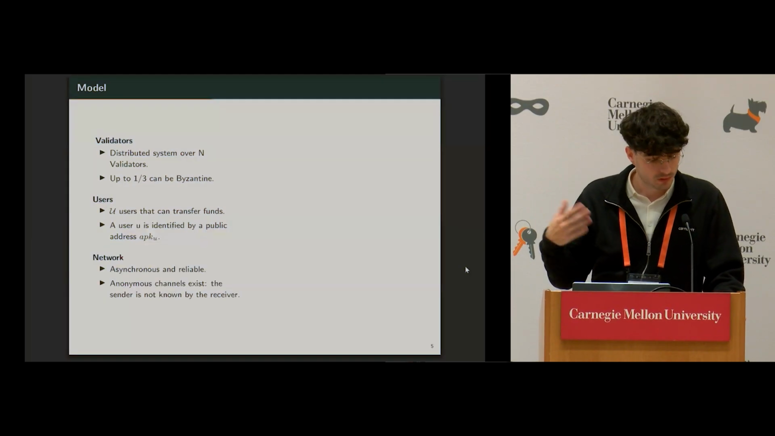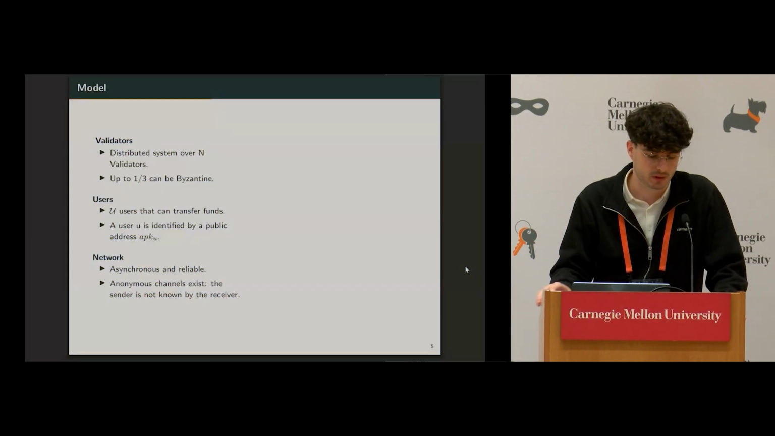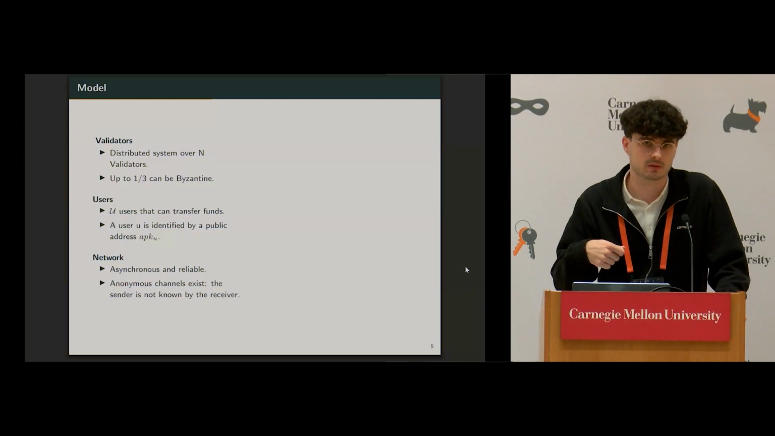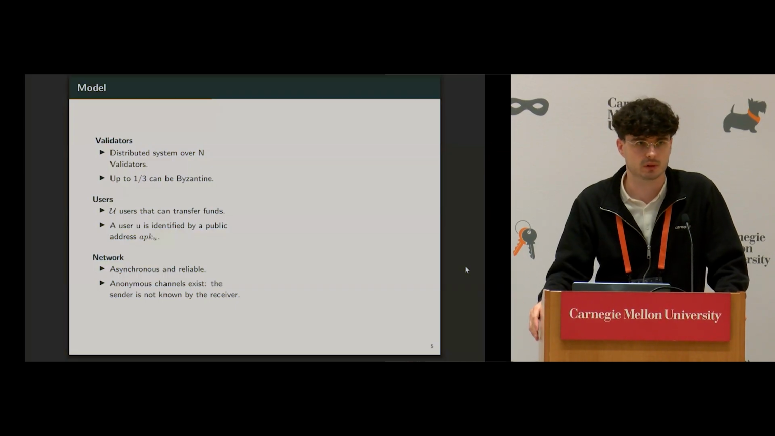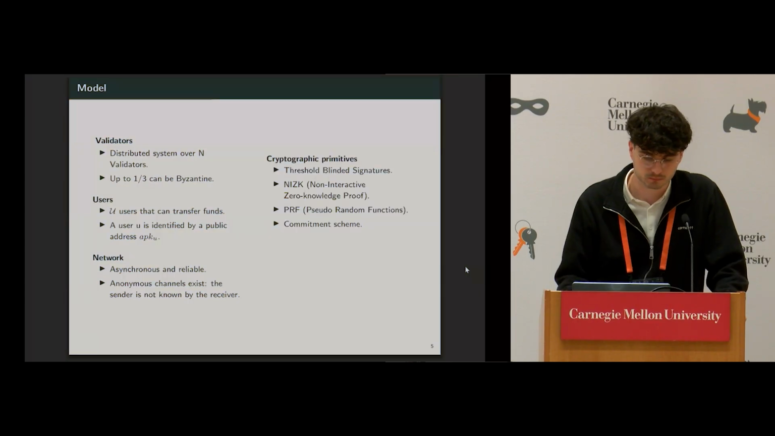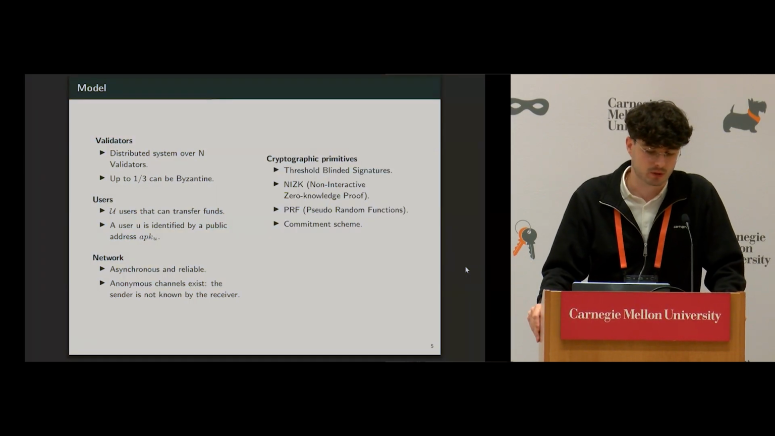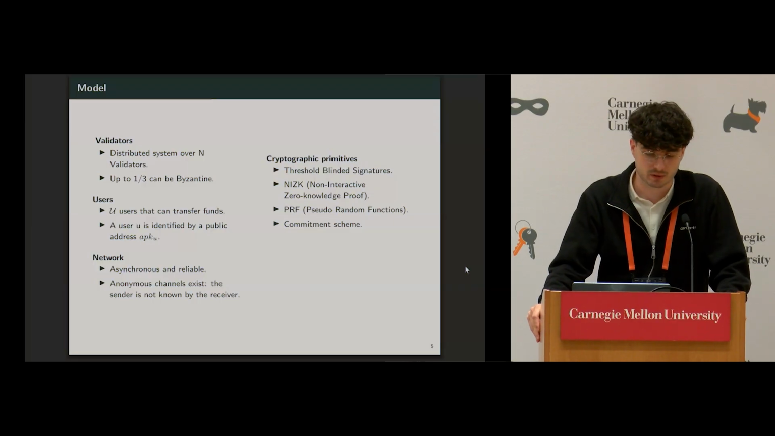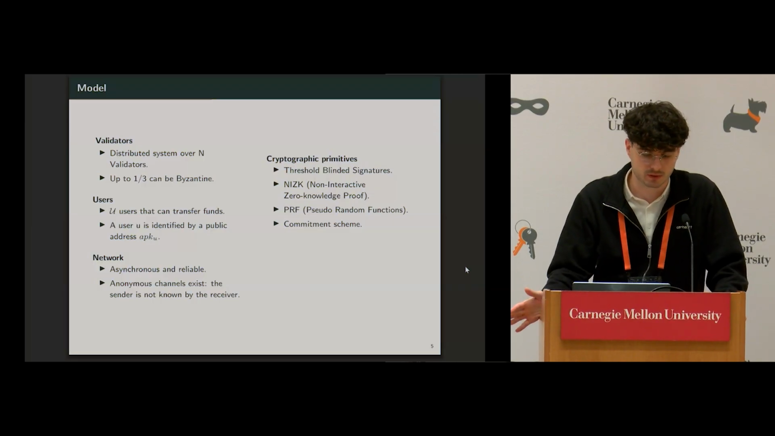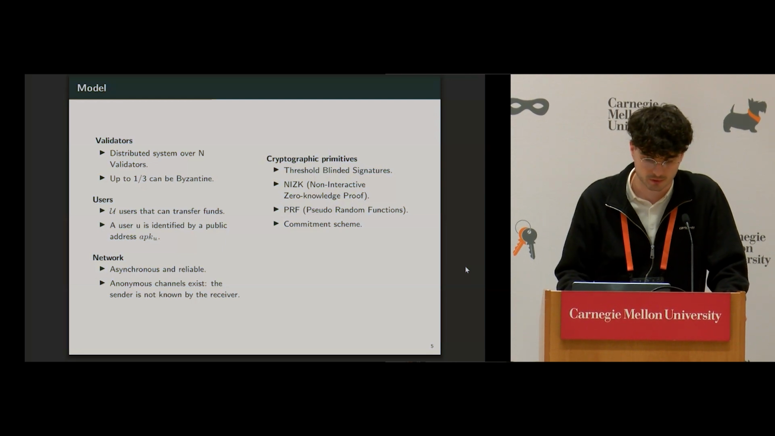The network is supposed to be asynchronous and reliable. We also suppose that there exist anonymous channels between users, so that you can send a message to another user, and the user doesn't know who has sent the message. And we also leverage several cryptographic primitives, such as threshold blind signatures, zero-knowledge proofs, pseudo-random functions, and commitment schemes.